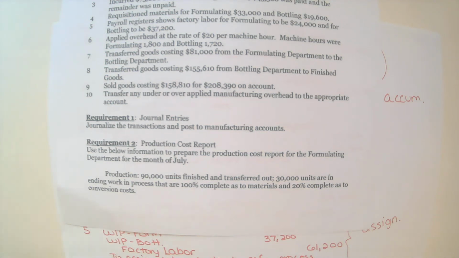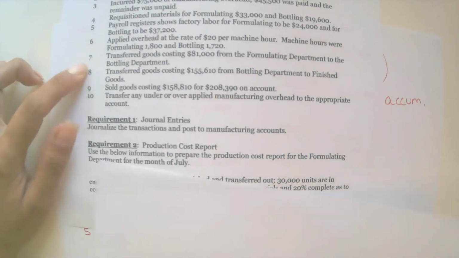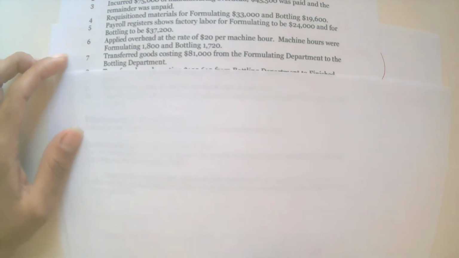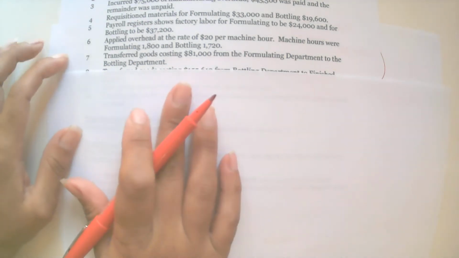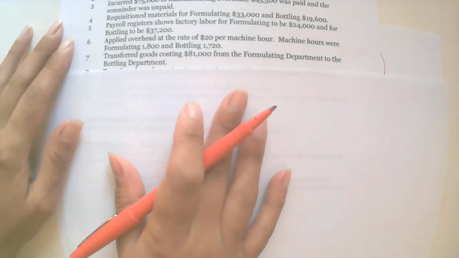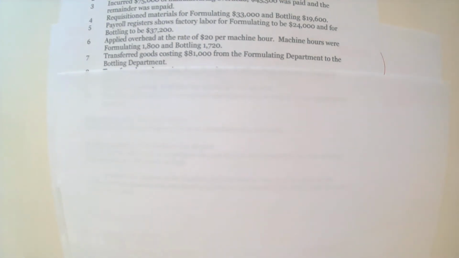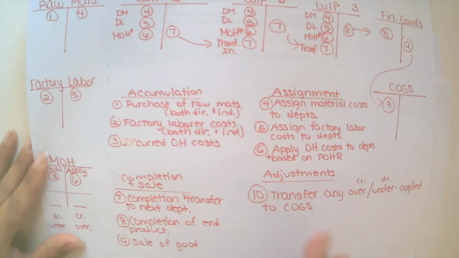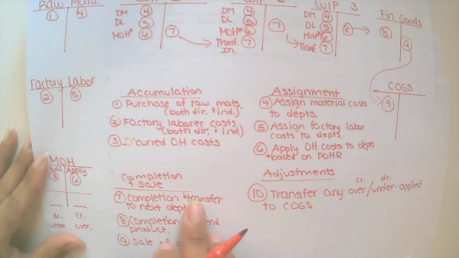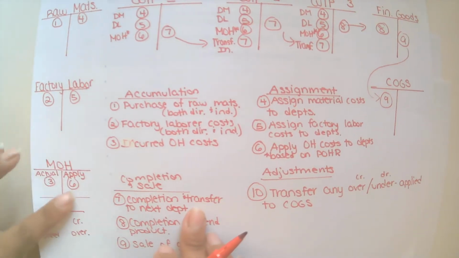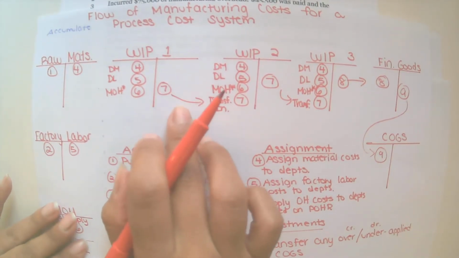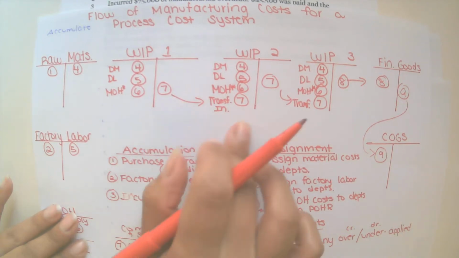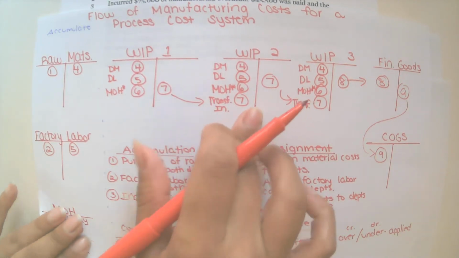Right, welcome back. We left off at journal entry number 6. Let's look at number 7. That was our new one, to transfer goods from one department into another. So if we go back and look at these little guide notes we did, number 7, transfer from one department to another. So you're going to take it out of the account it's moving from, the department it's moving from, and debit the account it's moving to.